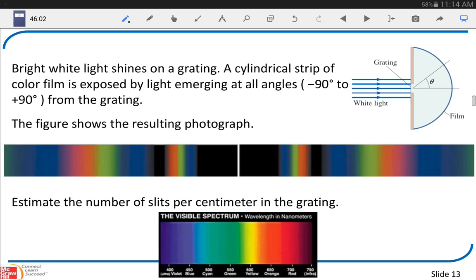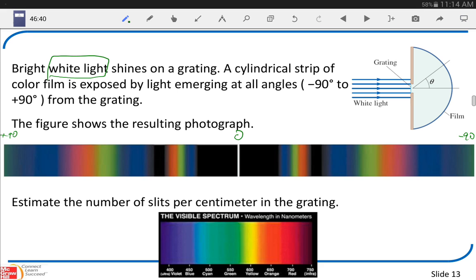Okay. Here is a nice problem for you. And this one I am going to go through. I have bright white light shining on a grating. If it says white light, what does that indicate? All colors. So here is the bright white spectrum down below. It shines on a grating, and a cylindrical strip of color film is exposed at a constant radius with angles marked. Here we know this is 0 degrees, here's minus 90 degrees, and here's plus 90 degrees.